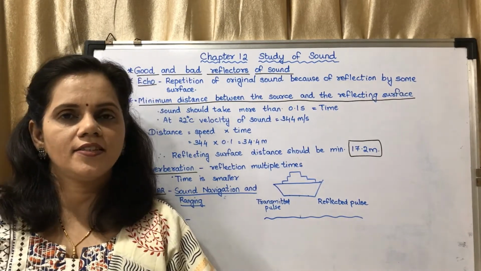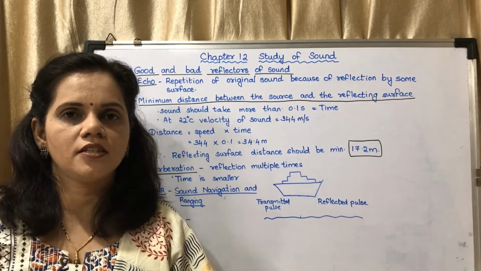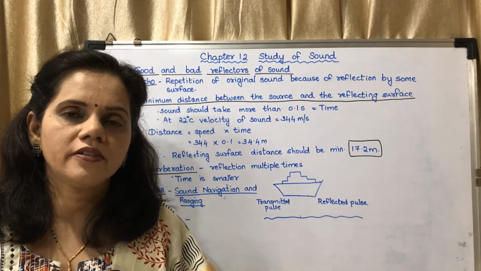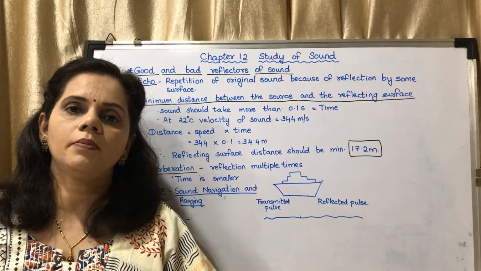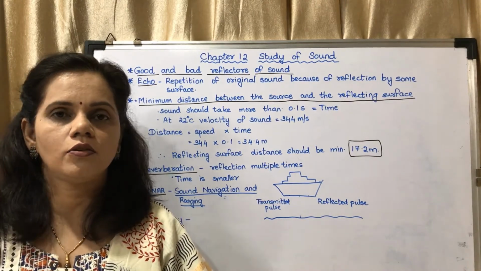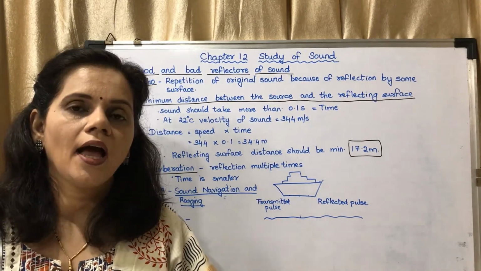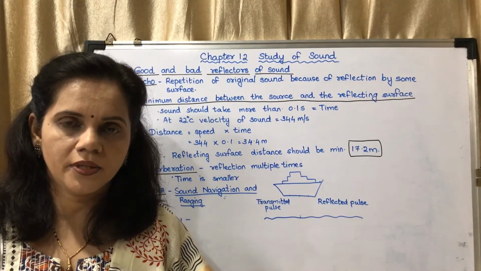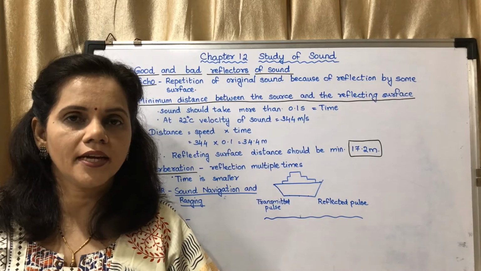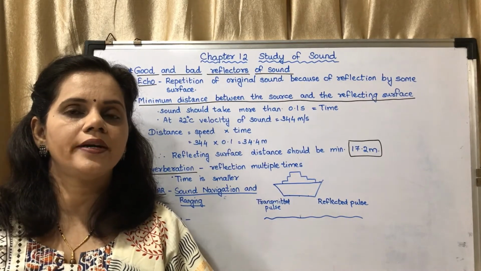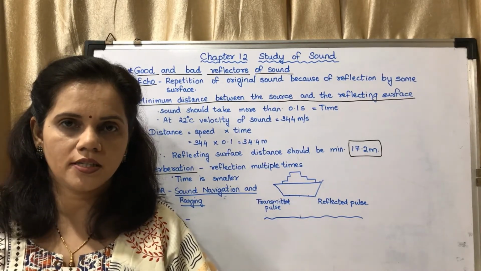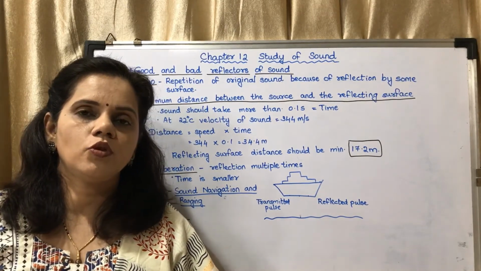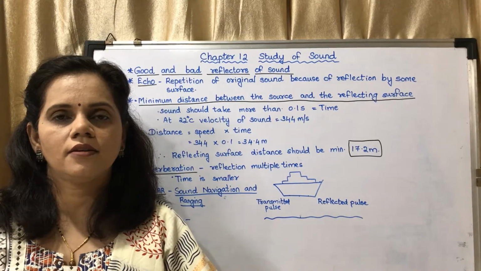So in the other lecture we started with chapter 12, the study of sound. We studied different terms like amplitude and wavelength, hope you have gone through it, and the different factors which affect the velocity of sound in a gaseous medium. Then the audible range of sound, from 20 hertz to 20 kilohertz, and the uses of ultrasonic sound. Today we move on to the next topic, that is reflection of sound.